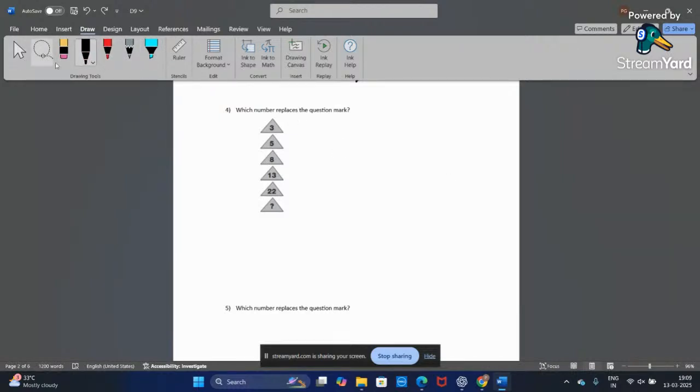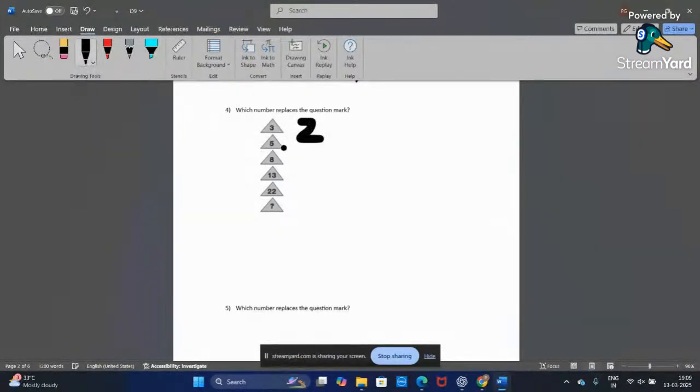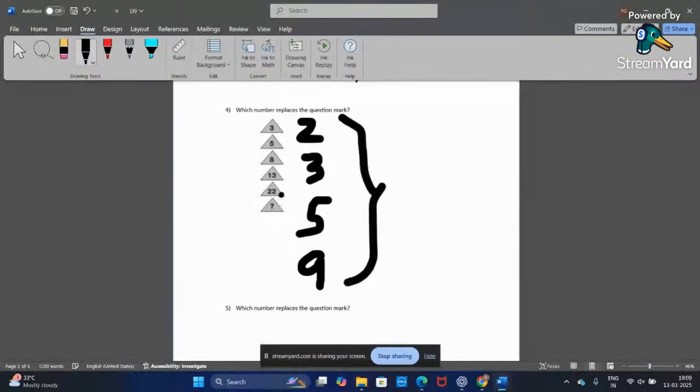For this, see, from 3 to 5 we have a 2 difference. From 5 to 8 it is 3. And 8 to 13 it is 5. And 13 to 22 it is 9. This is not in the sequence, right? We got random numbers. So think of other possible ways.